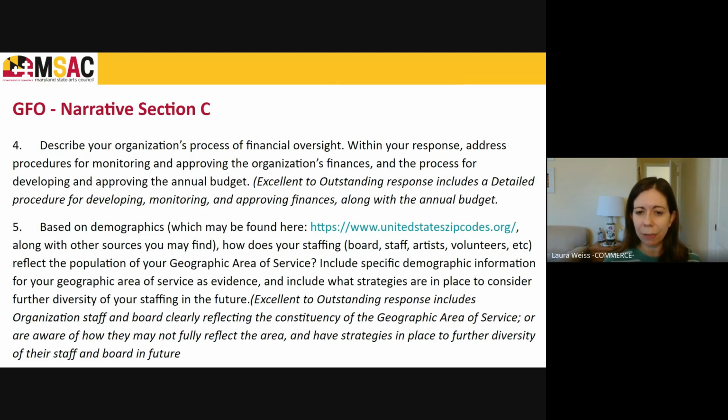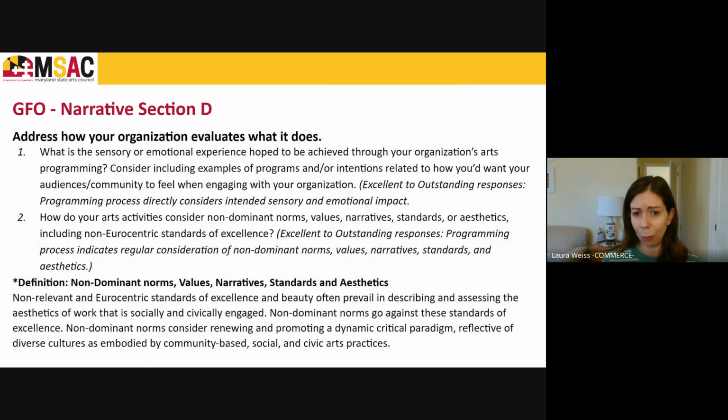The excellent to outstanding response here is looking for an organization, staff, and board clearly reflecting the constituency of the geographic area of service, or that the organization is aware of how they are not fully reflective of the area and the strategies that they have in place to further diversity of their staff and board in the future. That's a long one, so make sure you read that one really carefully. All right, moving on to section D here. I know I'm moving quickly.